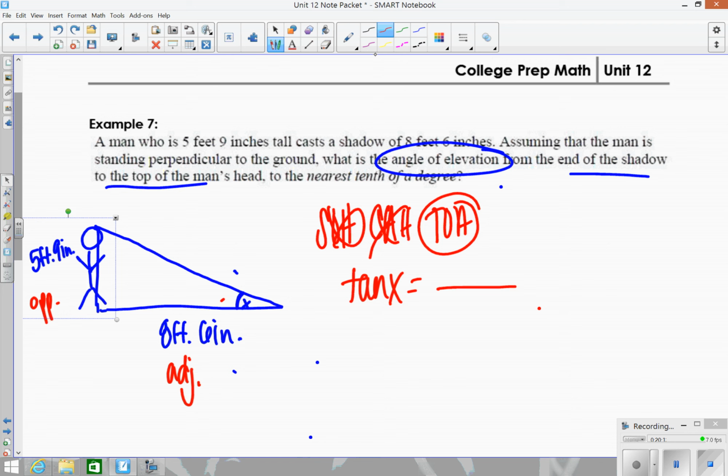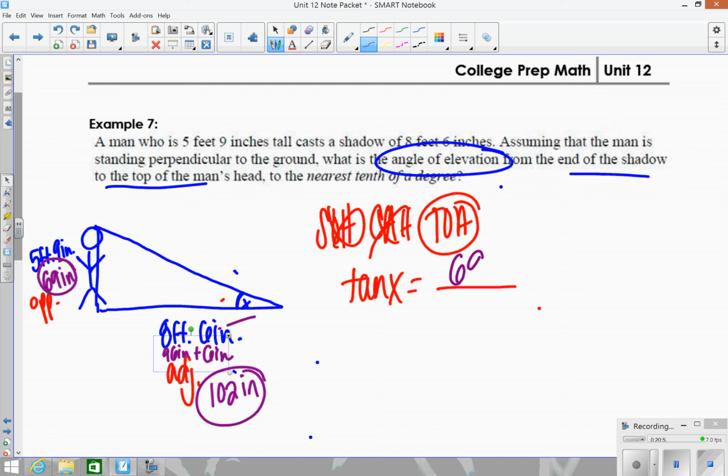But if you look at these, the opposite and the adjacent are in feet and inches. So 5 feet 9 inches. Let's convert it all over to inches so we're looking at the same measurements. 5 feet is 5 times 12 because there's 12 inches in 1 foot. That gives me 60. 60 plus 9 gives me 69 inches. Where 8 feet is going to give me 96 inches because 8 times 12 gives me 96, plus the 6 inches. So with this one I end up with 102 inches.